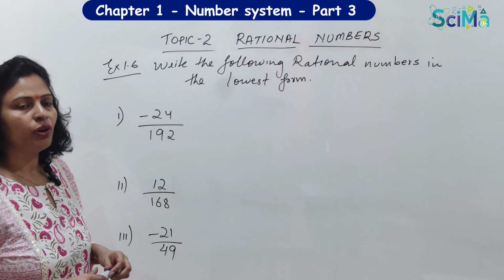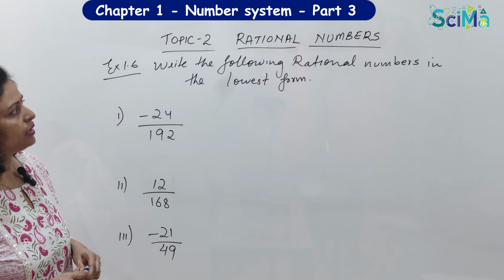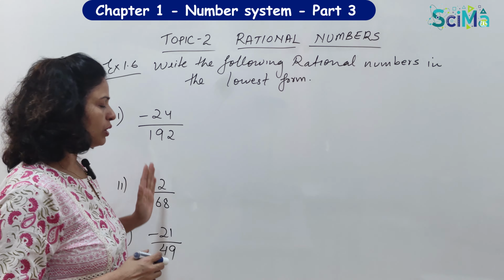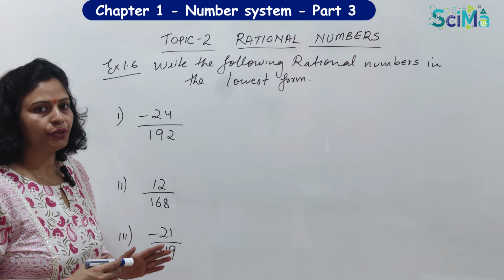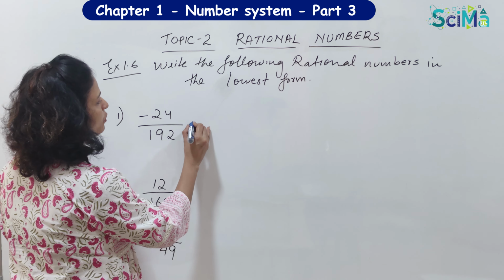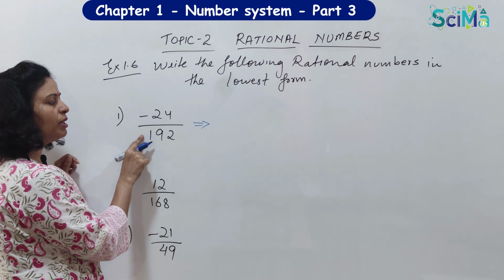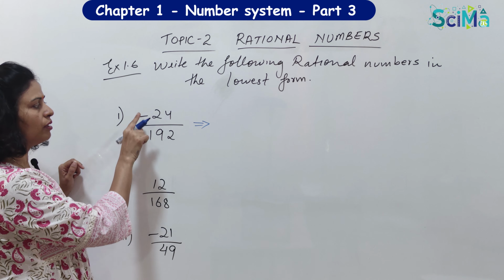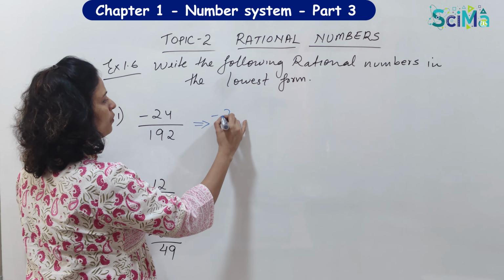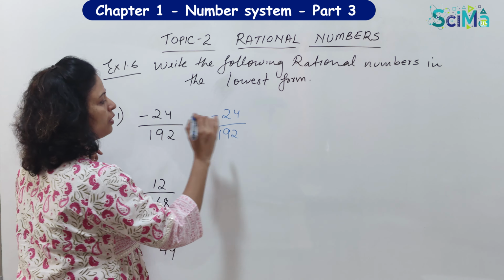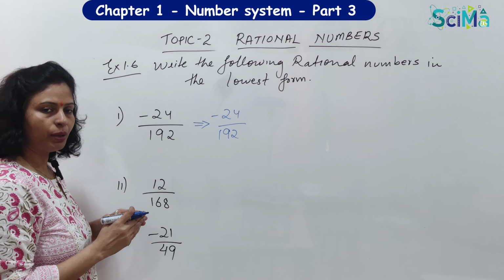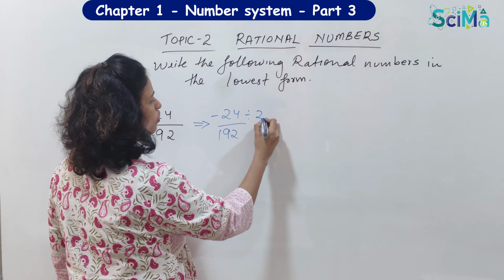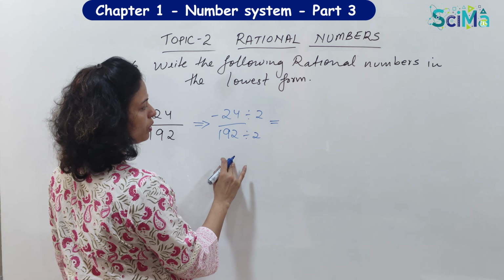Now Example 1.6 asks: write the following rational numbers in the lowest form. So we have to write these rational numbers in the standard form or the lowest form. Okay. So first we see here the denominator is already positive. So we don't have to make any changes here. The numerator is negative. So now we look for the common factor. Both are even numbers, so surely 2 will be a common factor. So you can divide by 2 and get the smaller numbers, right?